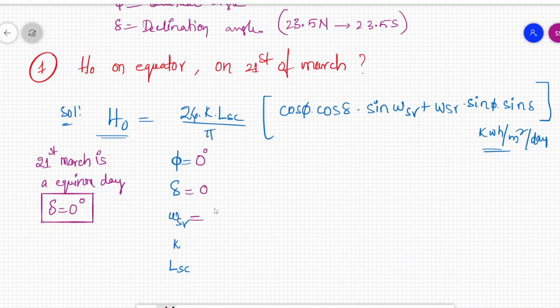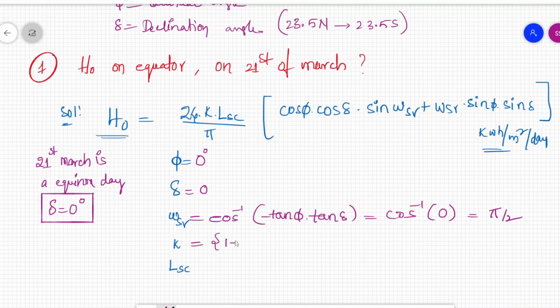Next we need to find omega SR, that is given by the expression cos inverse of minus tan pi into tan delta. So here pi is 0 and tan delta is also 0. So cos inverse of 0 will be pi by 2. So omega SR, that is the sunrise hour angle, is pi by 2, and K is given by 1 plus 0.33 cos of 360 into n by 365.